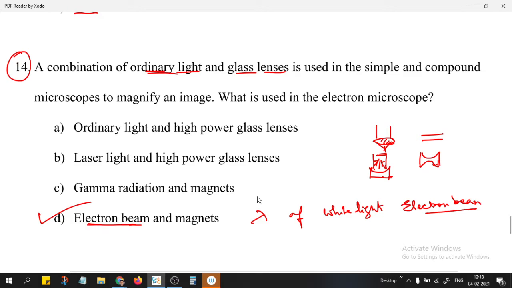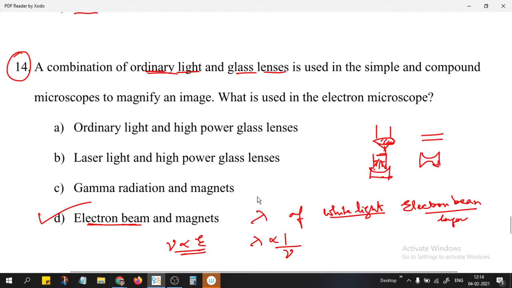More wavelength means, let us say, longer wavelength, so lambda value will be high, I think. So you can also look at it this way: wavelength is inversely proportional to frequency. If the frequency is high, that means energy will be more, because frequency and energy are directly proportional to each other.